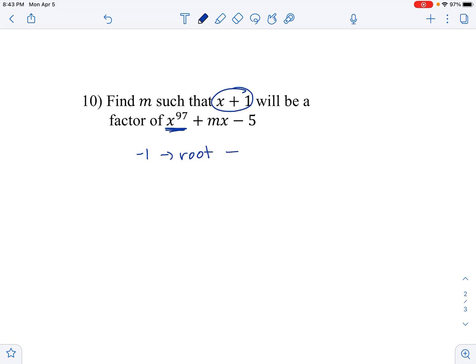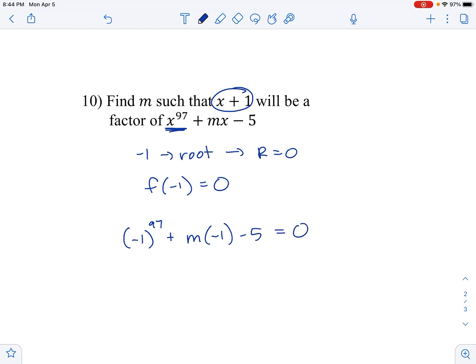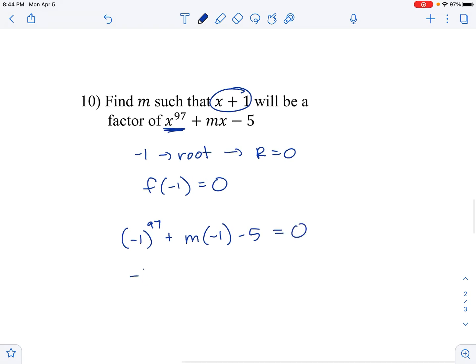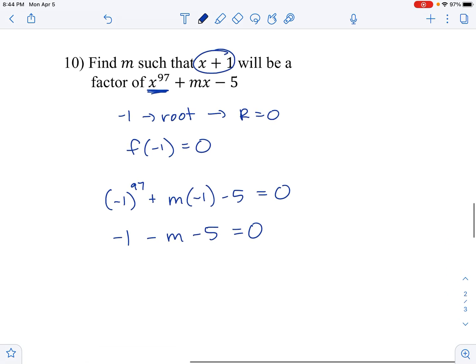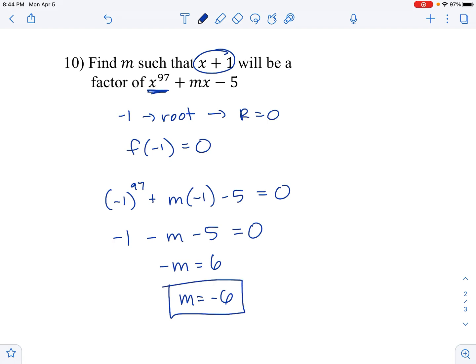Well, if -1 is a root, that means that my remainder is going to be 0, i.e. the function, I don't know what it is, when I plug in -1 is going to be equal to 0. So let's do that. -1 to the 97th plus m times -1 minus 5, that better be equal to 0. -1 to the 97th is just -1 minus m minus 5 is equal to 0. I got negative m is equal to 6, so m must be -6.